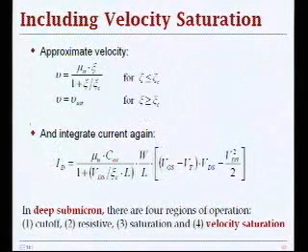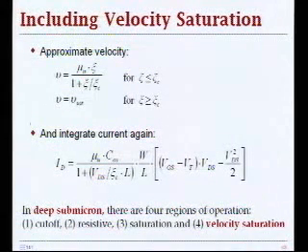So to include velocity saturation, we can approximate the velocity versus electric field relationship using this expression: mu times electric field divided by 1 plus electric field divided by the critical field, and it's equal to this constant value Vsat for electric fields higher than critical. Now, for the continuity of this equation, Vsat also has to hold in this expression, and from there you can calculate the value of Vsat and the critical electric field.